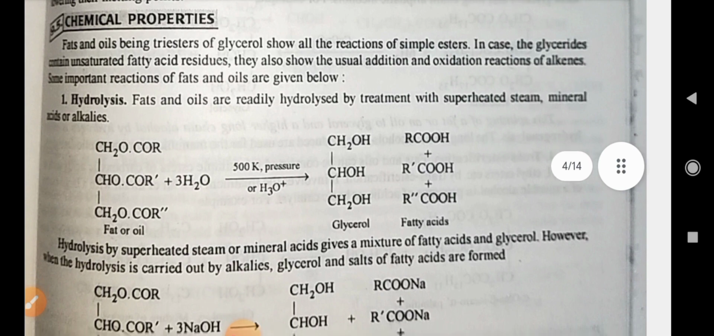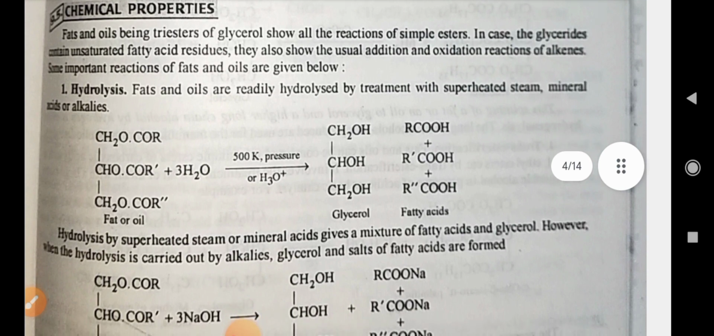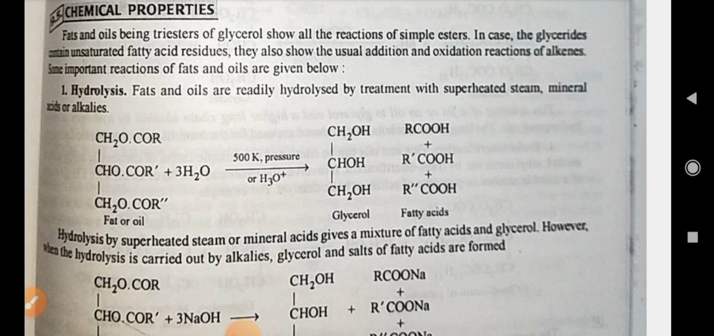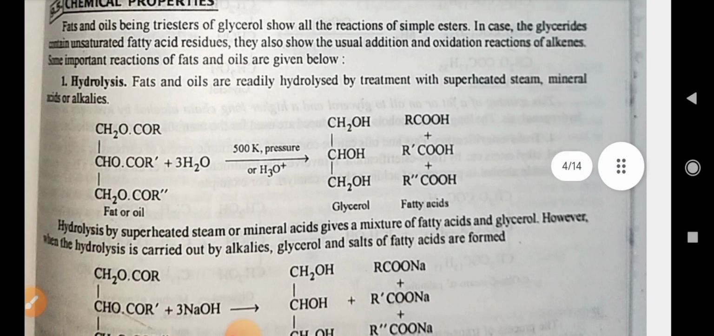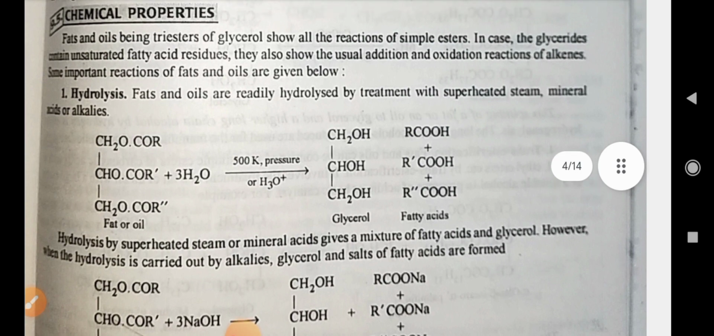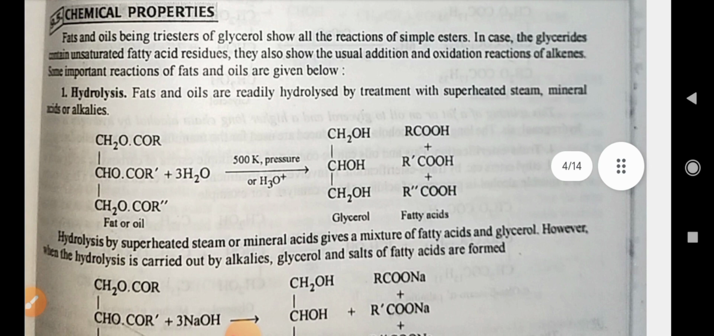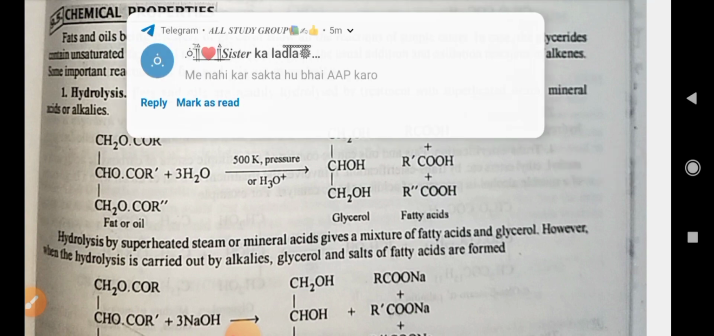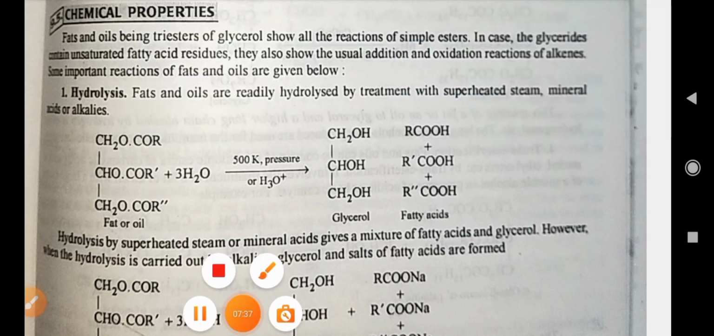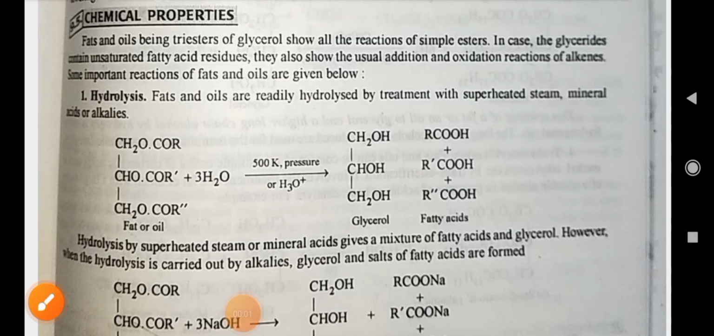Chemical properties. Fats and oils, being triesters of glycerol, show the reactions of a simple ester. In case the glycerides contain unsaturated fatty acid residues, they also show the usual addition and oxidation reactions of alkenes. Some important reactions of fats and oils are given below.